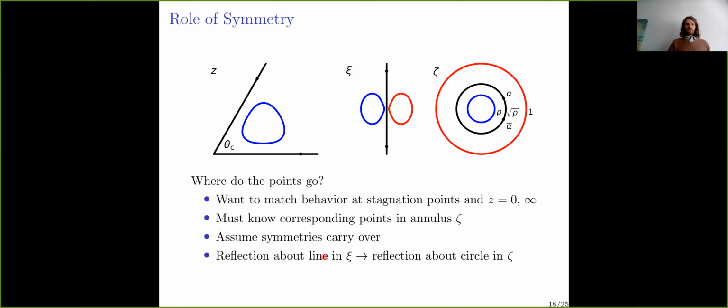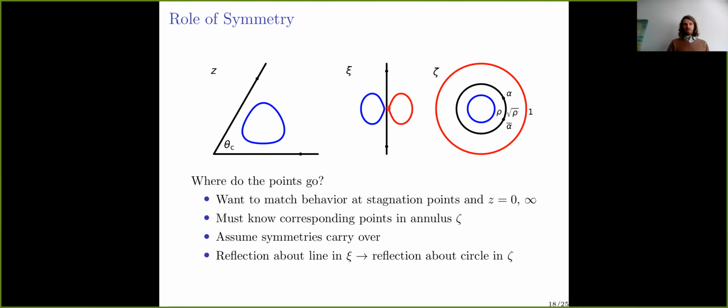So here, reflection about a line in the half plane, now since we're in the annulus, is going to become reflection about a circle. So reflection about this vertical line now becomes reflection about this circle between the blue and the red, the black circle. And that's how we determine what the radius of the circle is. These are kind of inverse circles of each other, and that tells us the radius of the black circle must be square root rho.